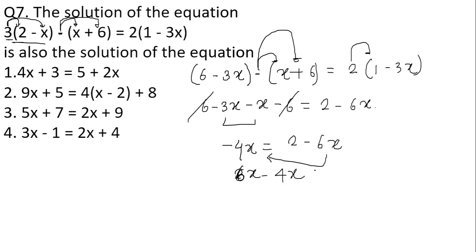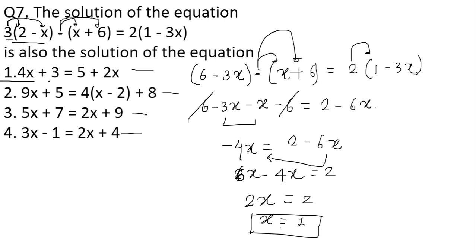Minus 4x is equal to 2. It means 2x is equal to 2. The value of x is equal to 1. The value of x is going to be 1. So here you simply have to find the option where the value of x is coming 1. Okay, so if we check all the options, this is the option where the value of x is going to be 1.